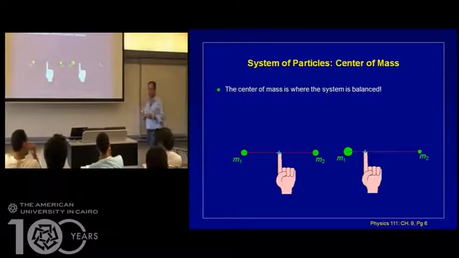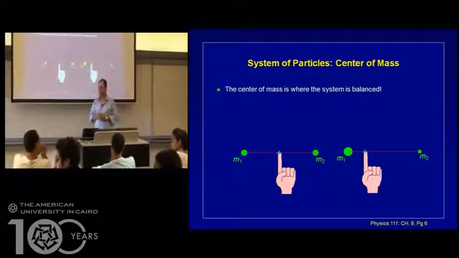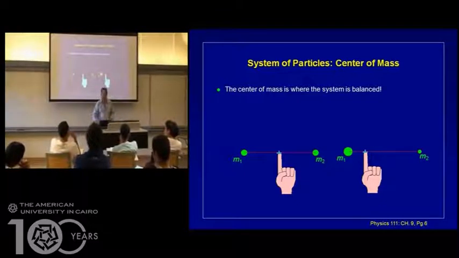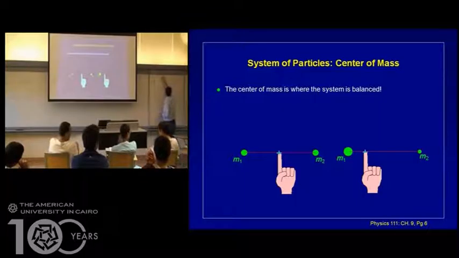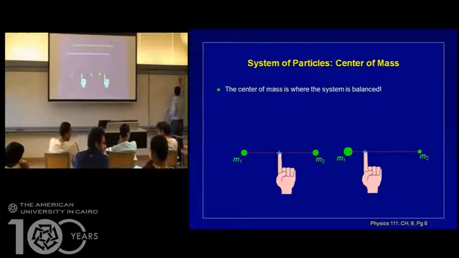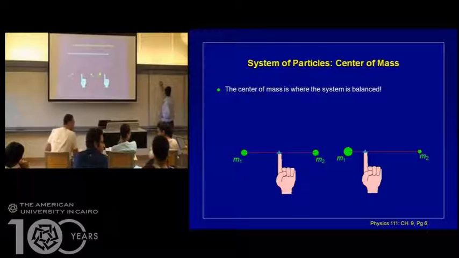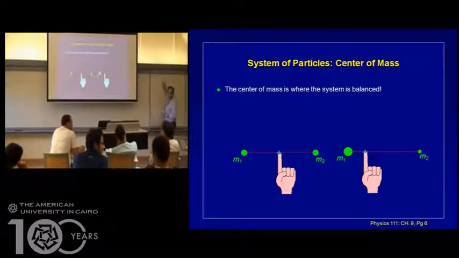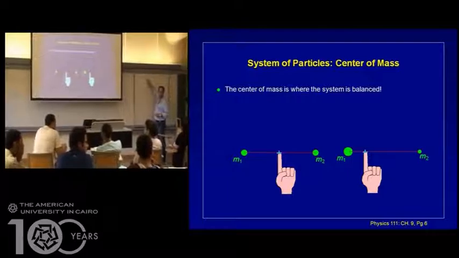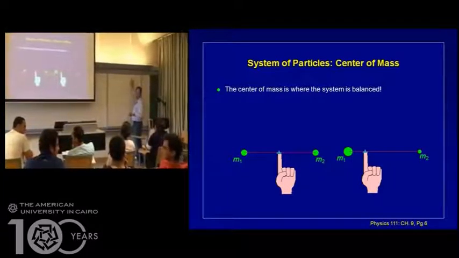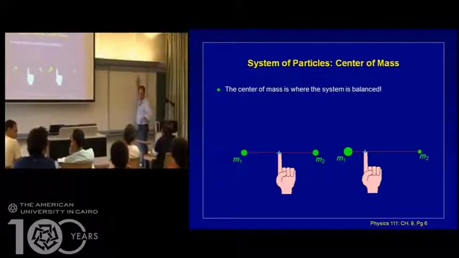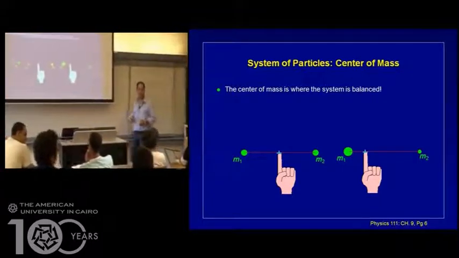Yes? I thought you were asking why that is not 0. Yes, at the very end. Because this is M1, that's M2, and I choose this to be my origin. So M1 is located at 0 from the origin, while M2 is located at L meters from the origin. Okay?